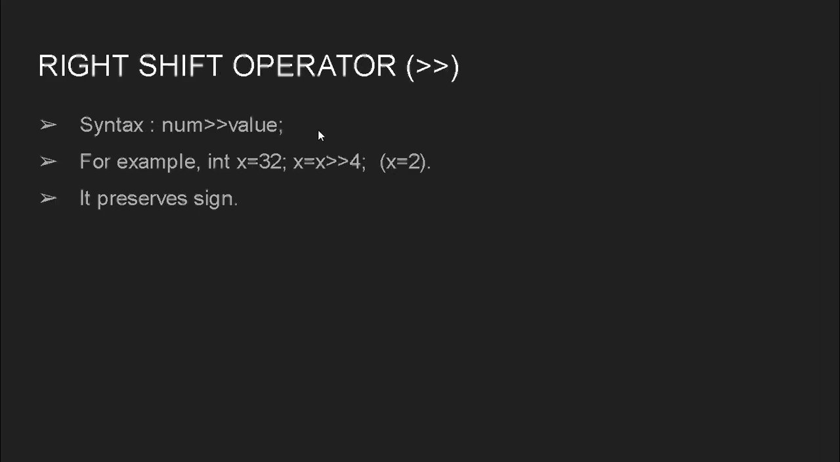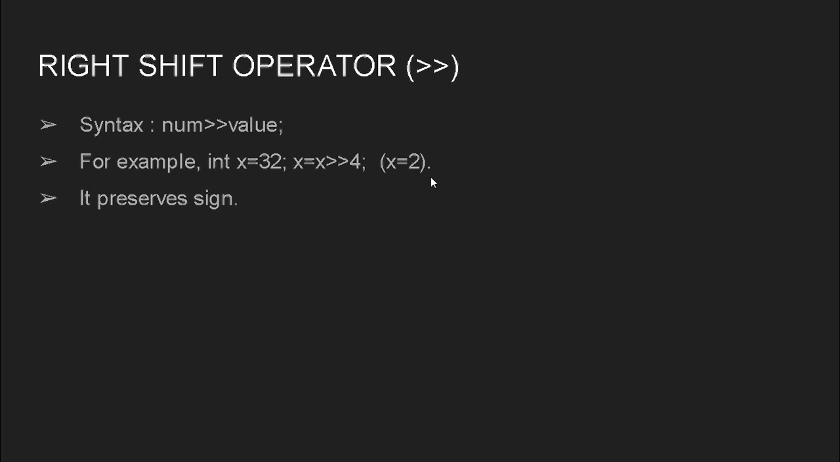So here again the same concept is being followed. It is going to preserve the sign. If I put x equals plus 32, the output is going to be plus 2. Similarly, if I give the input as minus 32, the output is going to be minus 2.